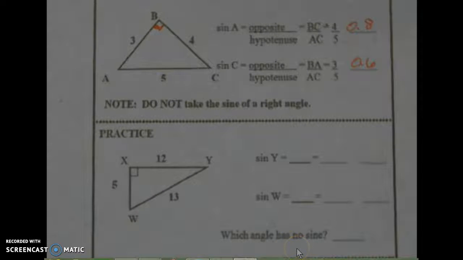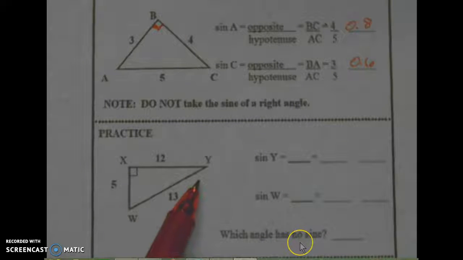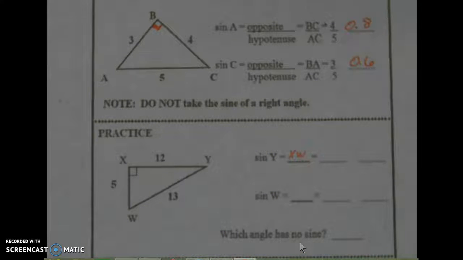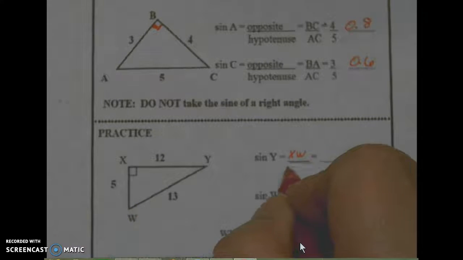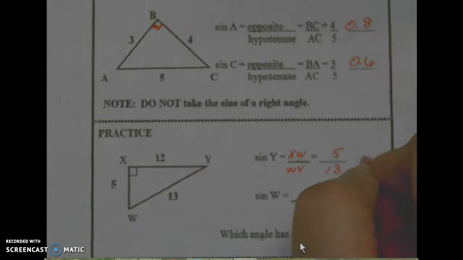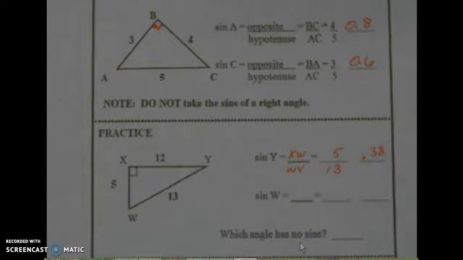If I'm looking at triangle XYZ and I'm trying to find the sine of angle Y, I look at the side opposite, which is XW, over the hypotenuse, which is side WY. The XW has a length of 5. The hypotenuse has a length of 13, and my sine of the angle Y will be that fraction 5/13. If I express that as a decimal, it's 0.38.